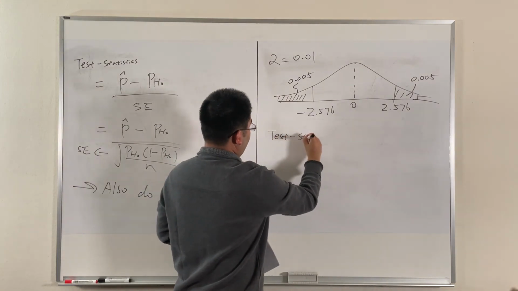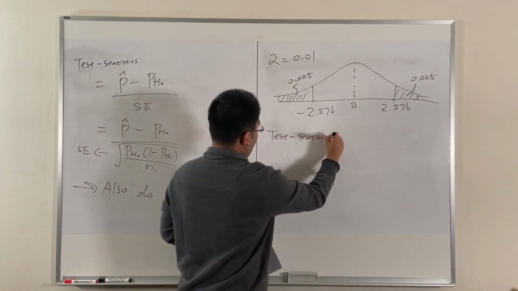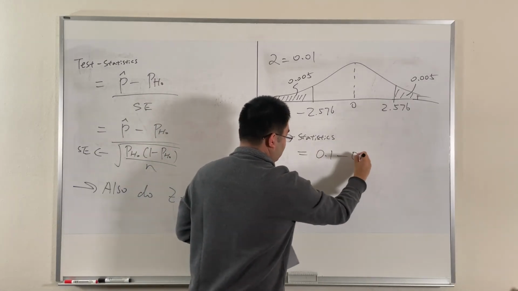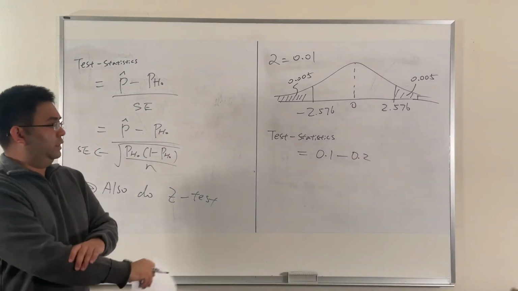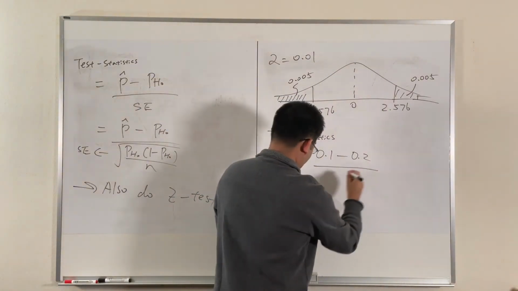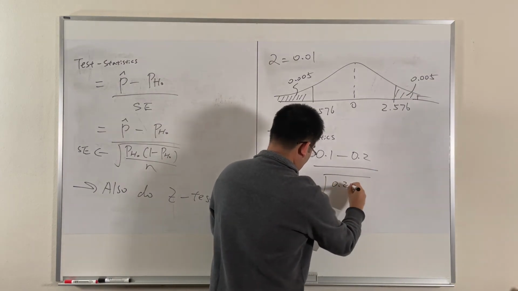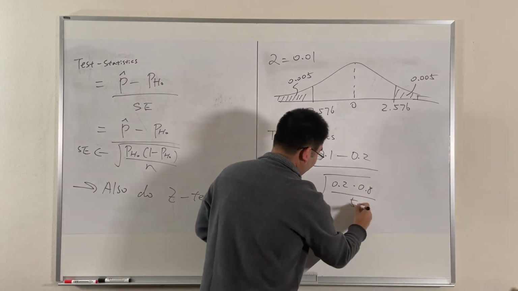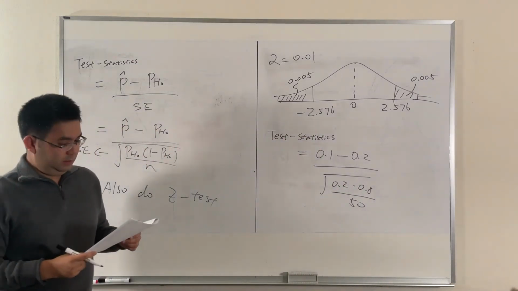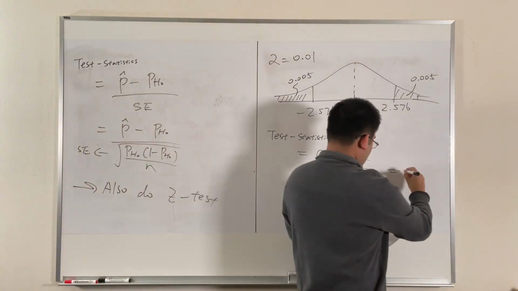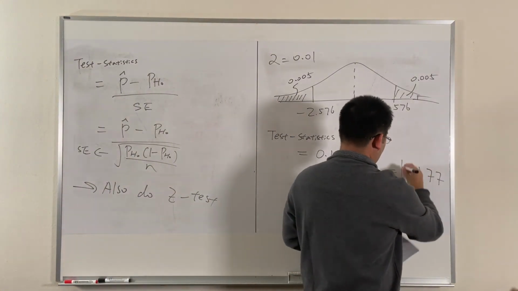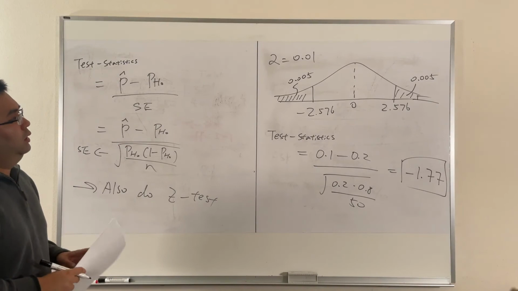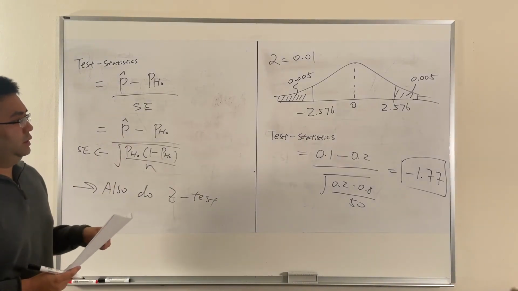We have the critical value ready, so let's do the test statistic. The test statistic equals our p hat, 0.1, minus 0.2, the value that we're testing, over the square root of 0.2 times 1 minus 0.2, which is 0.8, divided by 50, our sample size. This equals minus 1.77, and that's our test statistic. Now we're going to compare the test statistic with the critical value.